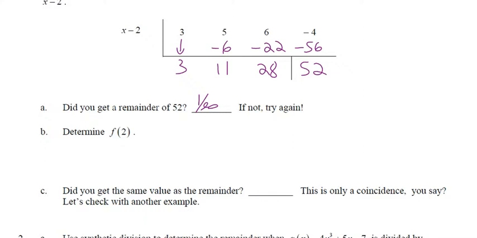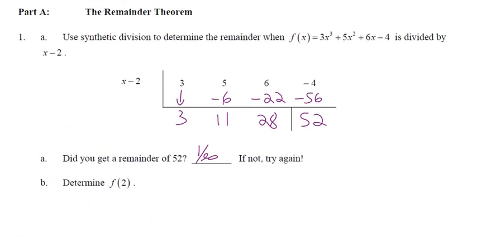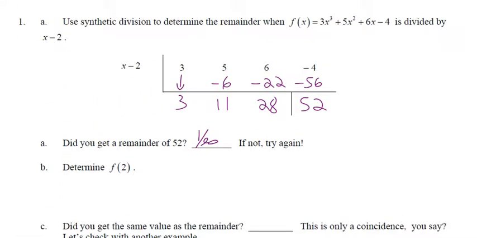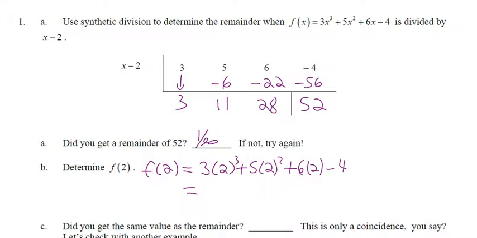Determine f of 2. So it says determine, which means show your work. So f of 2 is 3 times 2 cubed plus 5 times 2 squared plus 6 times 2 minus 4, which is 24 plus 20 plus 12 minus 4, which is 44, 56, 52.